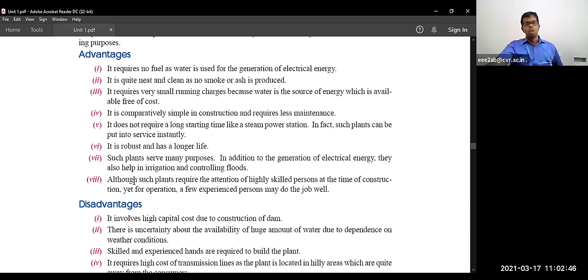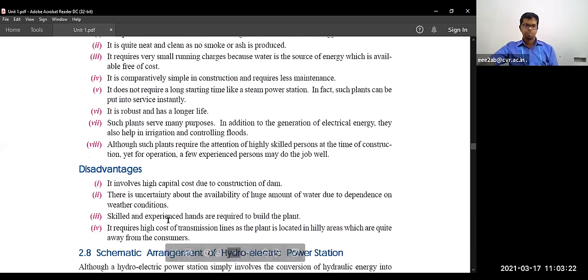Okay. So next, although such plants require attention of highly skilled persons at the time of construction, for the operation, a few experienced persons may do the job. I said in a thermal power station, you need 200 employees for running the whole plant. But in a hydropower station, only a few employees are enough. Some 10 to 15 employees may be enough to run the whole station, not like the thermal power station.